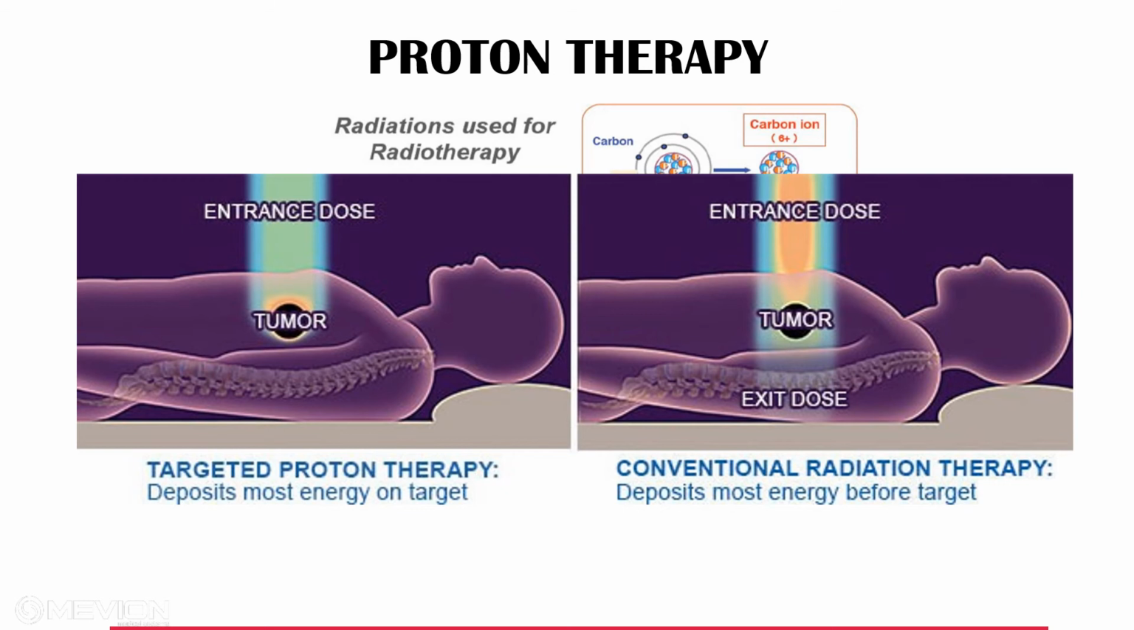We can see that even though there's still entrance dose, note that there is no exit dose here, compared to the image next to it, which is after photon conventional radiation therapy, where there is exit dose below the tumor.